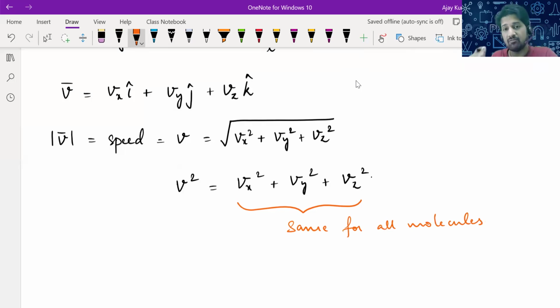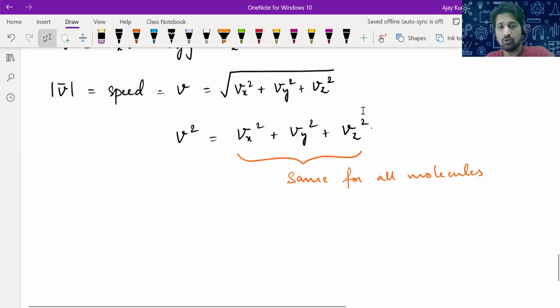Some of them may have higher x component, lower y component. Some of them may have lower x component, higher y component, but the sum of all three is going to be the same for all molecules. Okay. Now, we also know that there is no preferred direction of motion for the gas molecules.